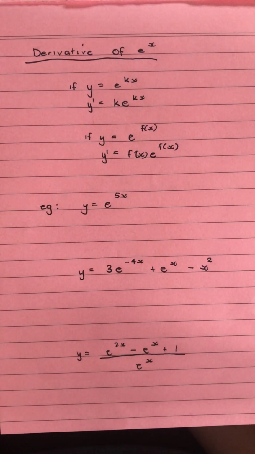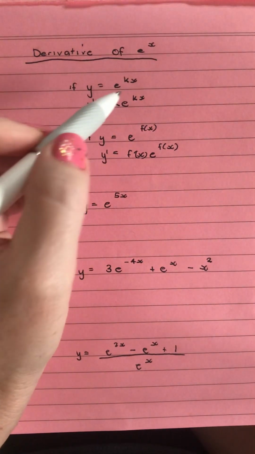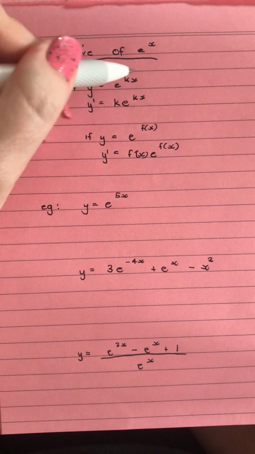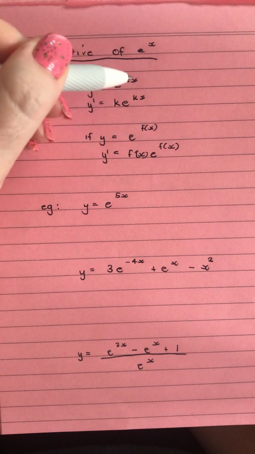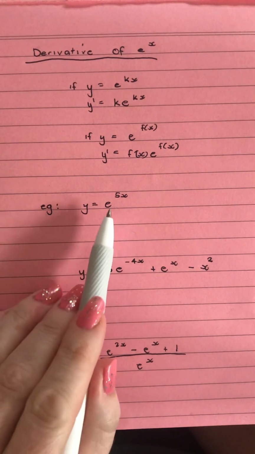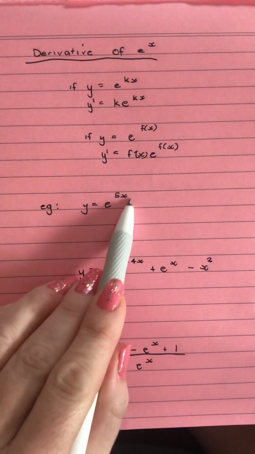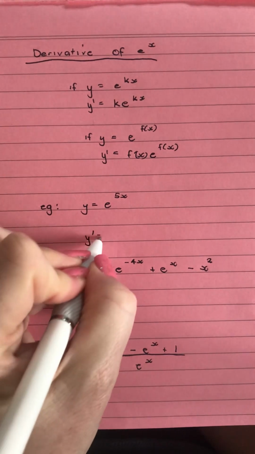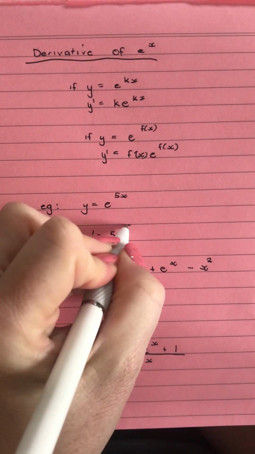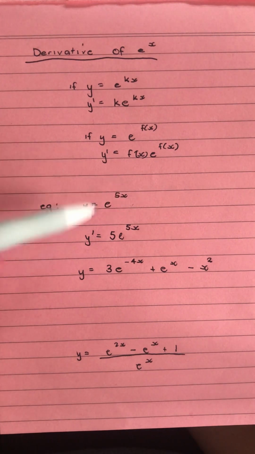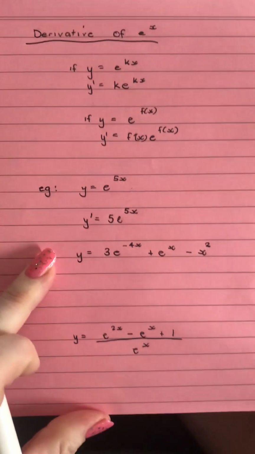So basically what we're doing when we're doing the derivative of an e to the x type function, we're bringing down in front whatever the derivative of that exponent is. So if we have e to the 5x here, the derivative of 5x is 5, so then our derivative of that function is 5e to the 5x. We don't make any change to the exponent, we just bring down the derivative of it.